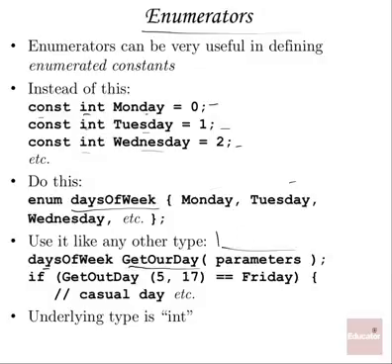So we can have days of week returned from get our day. It passes some parameters, it can do some calculations. If this returns a Friday, and then we say, well, it's casual day, you don't have to wear your tie, etc. Now, just remember the underlying type is int. It's not unsigned int, it's not short, it's not double. So you cannot use something like this and expect to get a 3.5. That isn't going to be there.